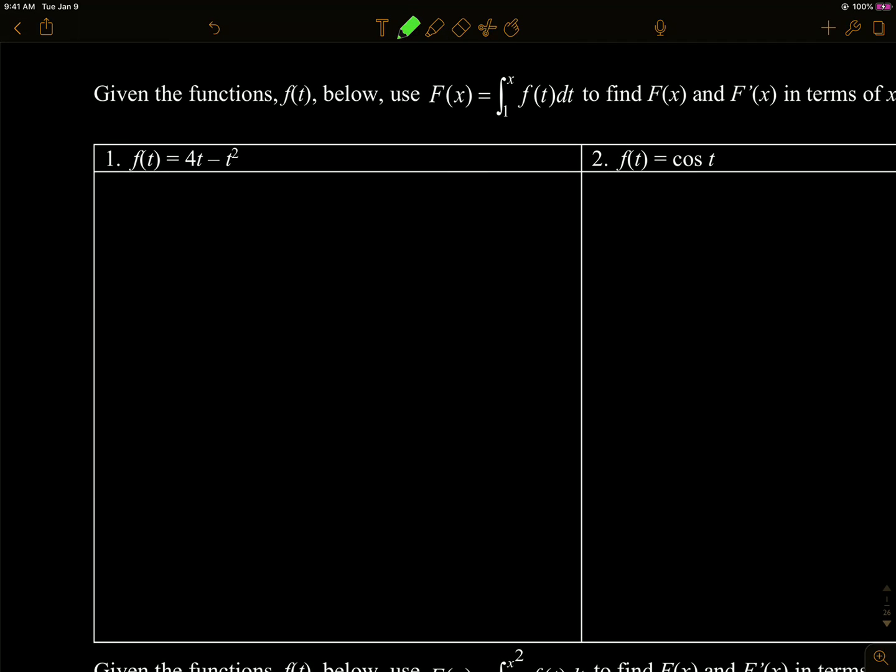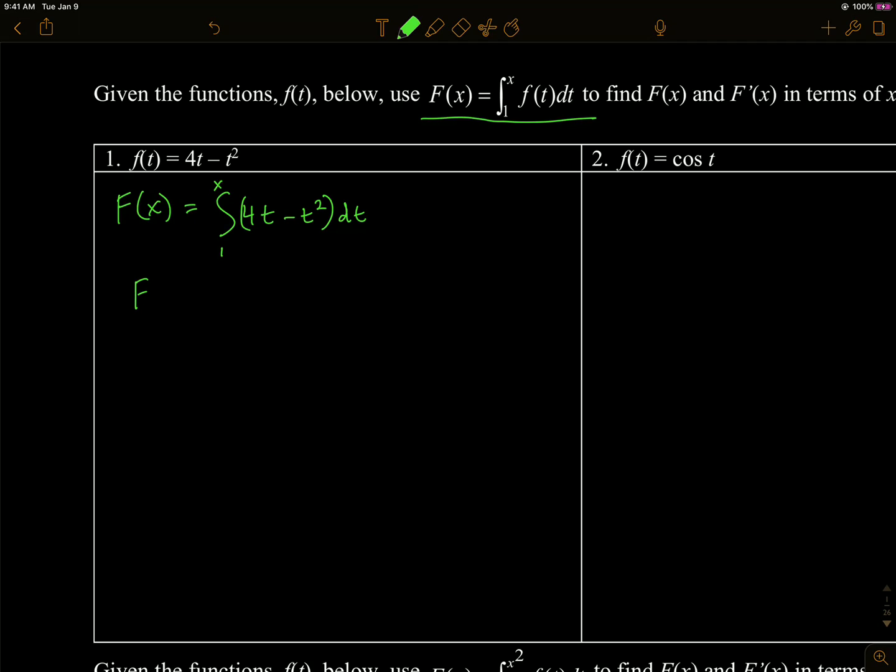All right, so we're going to start with number one. Capital F of x is defined as the integral from 1 to x of the function lowercase f, which is 4t minus t squared dt. We'll come back to this, but notice that the x is not the same variable as the variable in the integrand, the t and the dt. When you define a function using an integral, those variables have to be different. So that's our F of x.